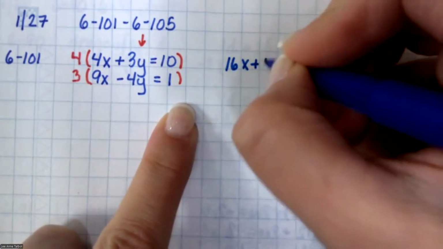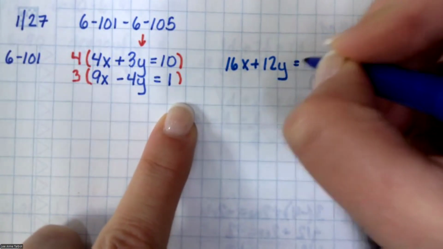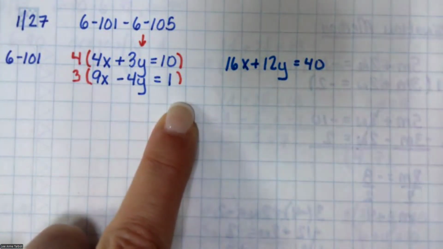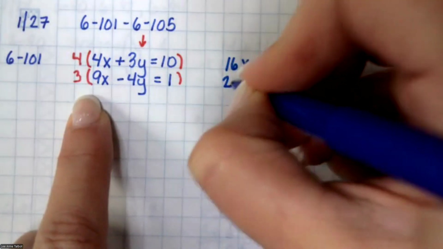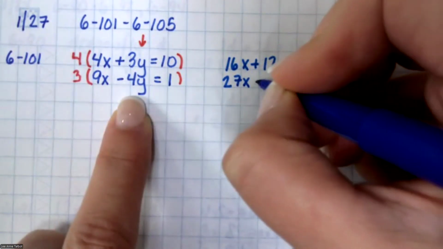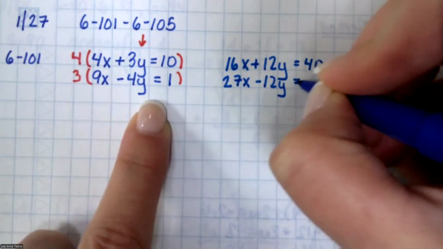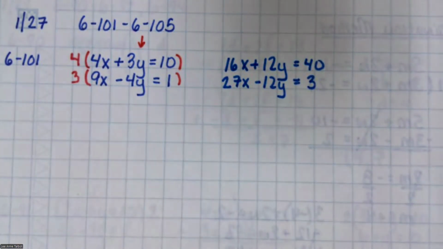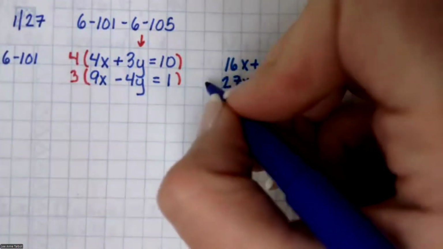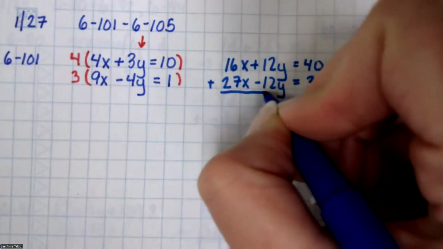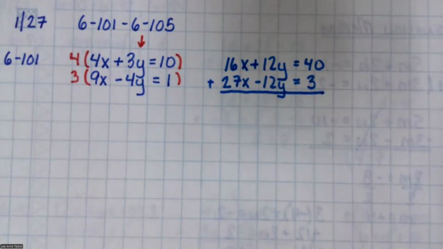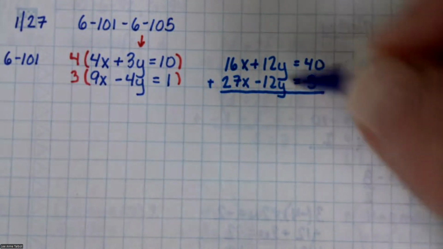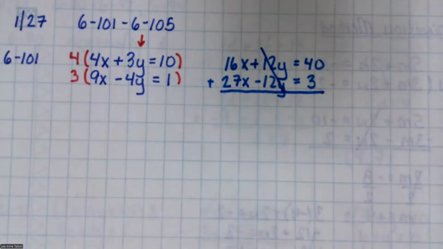16x plus 12y equals 40. 27x minus 12y equals 3. Yeesh, these numbers are not great. Okay, what letter eliminates? Excellent. Where's my mental math specialists? 43?